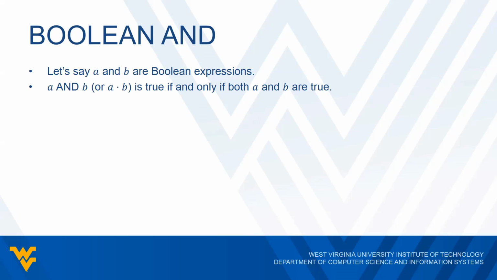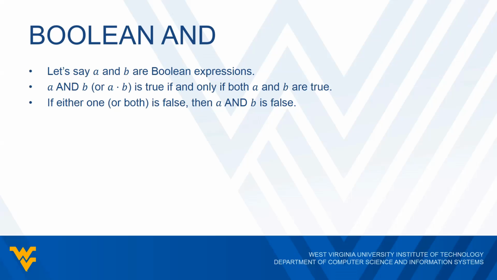Now, the way the AND operation is evaluated is we say that A AND B is true if and only if both A is true and B is true. So if they're both true, then A AND B will evaluate to true. Now, if either one of these is false, so if A is false or B is false, or even if both of them are false, then we say that A AND B is false. So the way we can think of this is if they're both true, then the AND operation evaluates to true. And if at least one of them is false, then the AND operation evaluates to false.